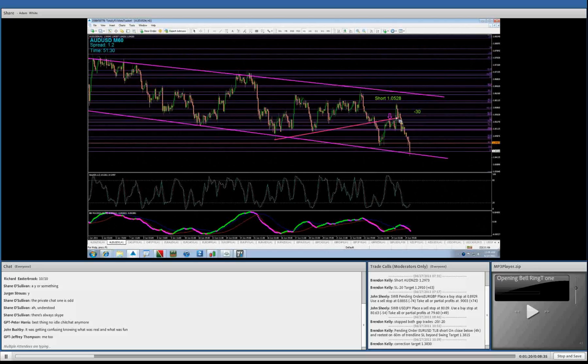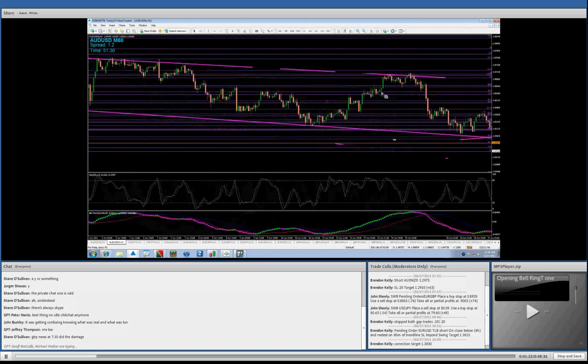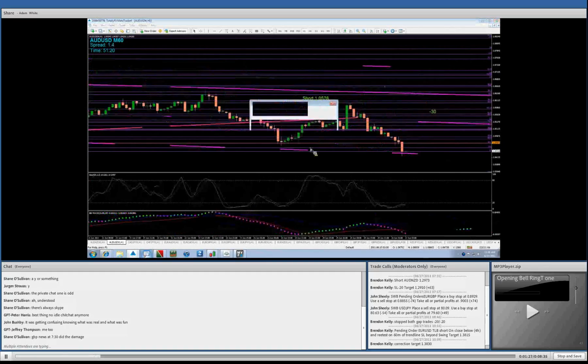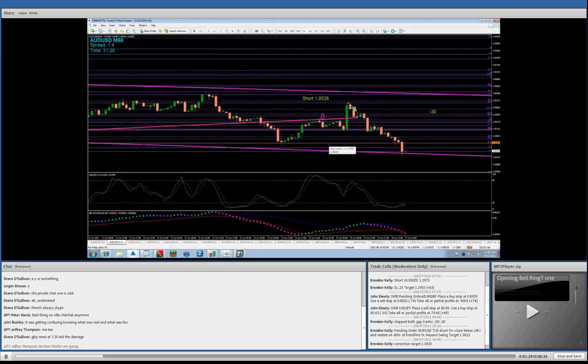You can see that big spike there on the Aussie. Mr. Squiggle. Yeah, this candle here, that was just a big rally and took me out for 30 pips.